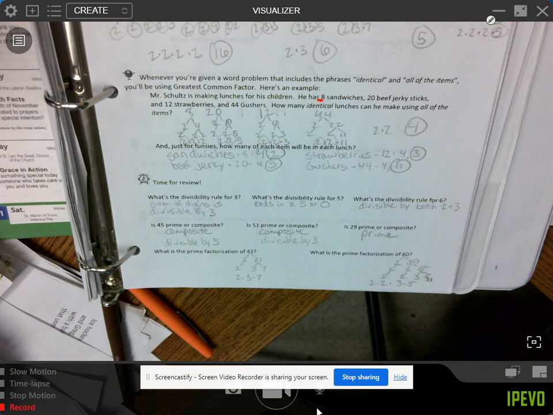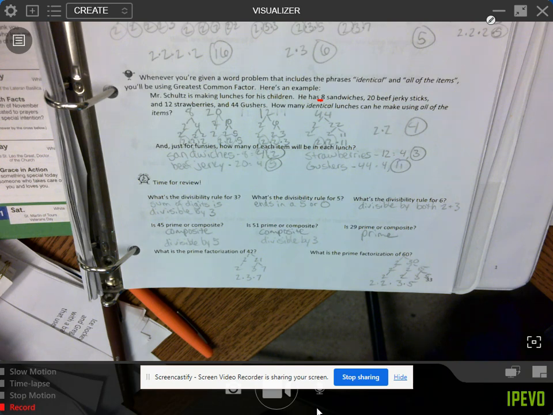What is the divisibility rule for 3? The sum of the digits is divisible by 3. You just had to go back to that objective and write it out. What is the divisibility rule for 5? Ends in a 5 or a 0. What is the divisibility rule for 6? It is divisible by both 2 and 3.